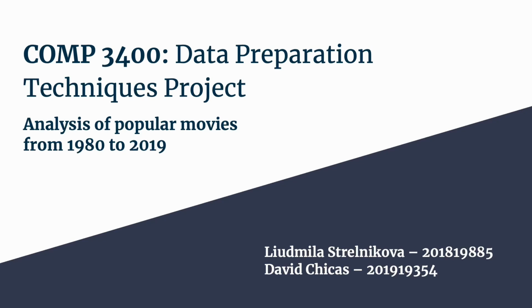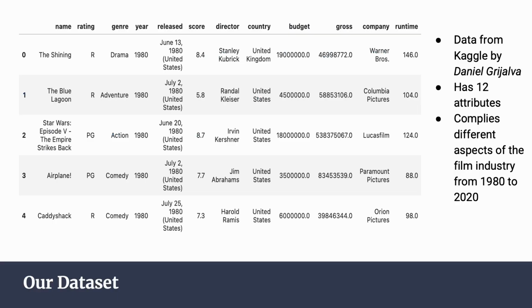We are presenting our Computer Science 3400 Data Preparation Techniques project, an analysis of popular movies from 1980 to 2019. Here we have a look at our data set before we do any work on it. It was taken from Kaggle, it has 12 attributes, and it compiles different aspects of the film industry from 1980 to 2020.